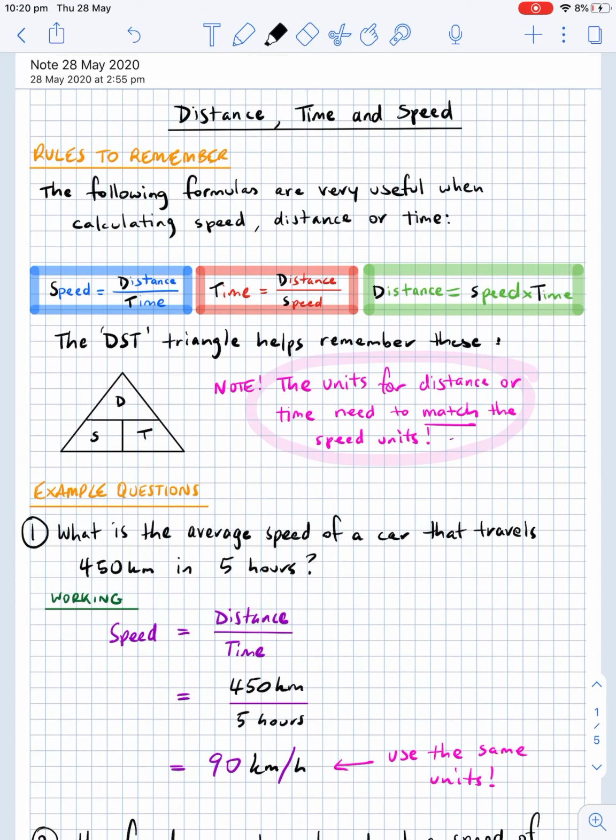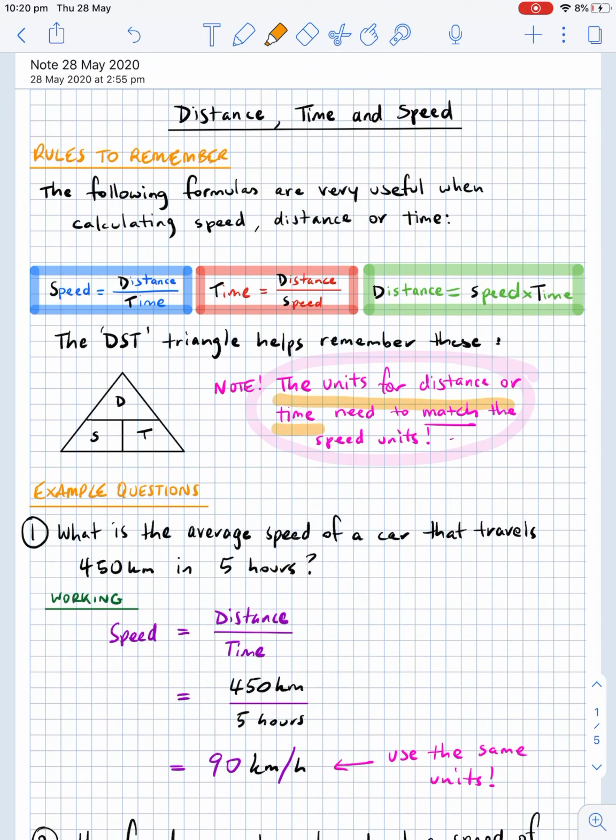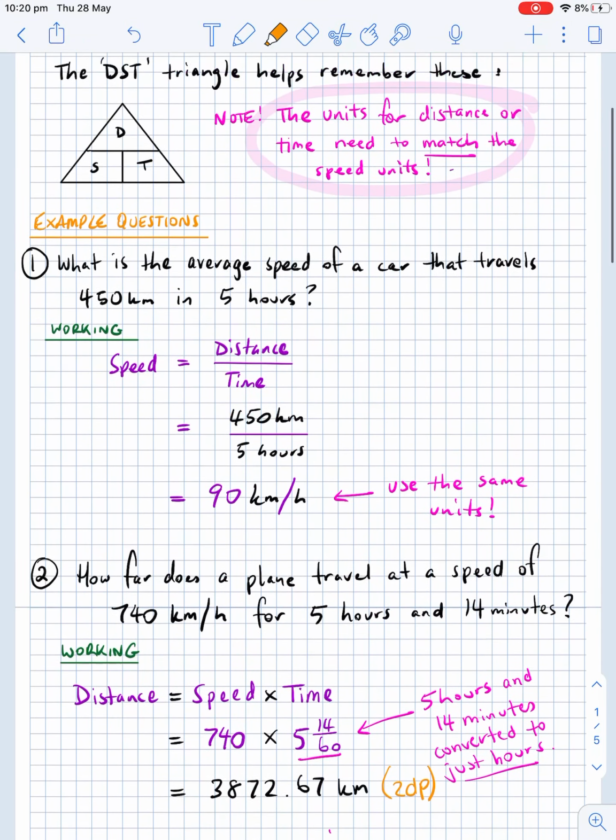If I wanted to figure out what speed is, I'd cover up the S, and that's distance over time, so distance divided by time. And if I want time, I'd cover that one up, and it's distance over speed, or distance divided by speed. So it's a nice simple way to remember these three formulas. A really important note is that the units for distance or time need to match the speed units when you're dealing with these formulas. So it's really important that the units are matching when you're using these formulas.